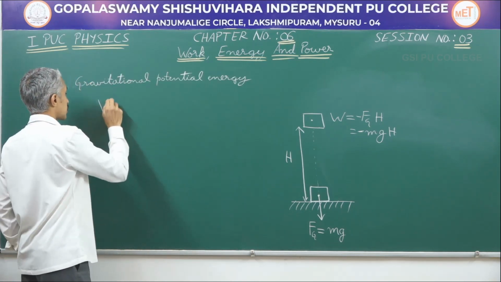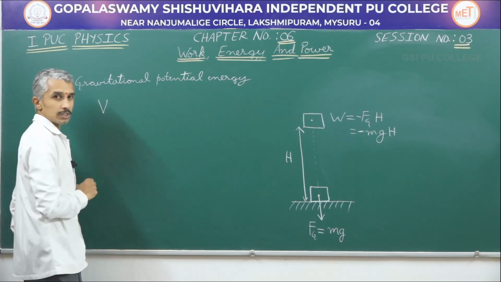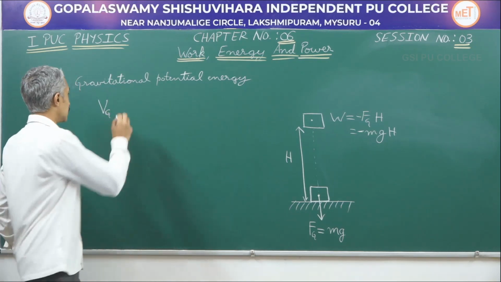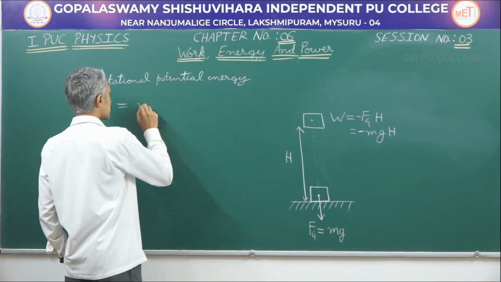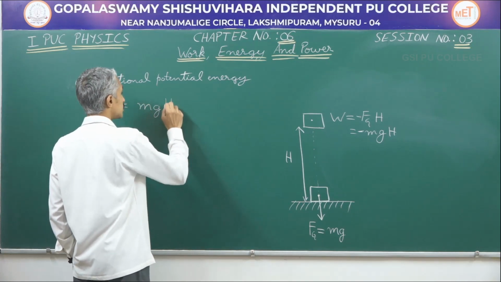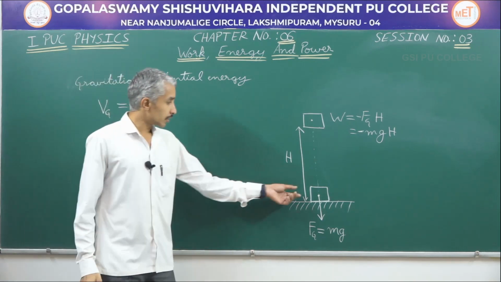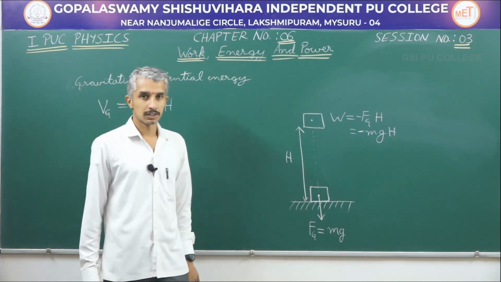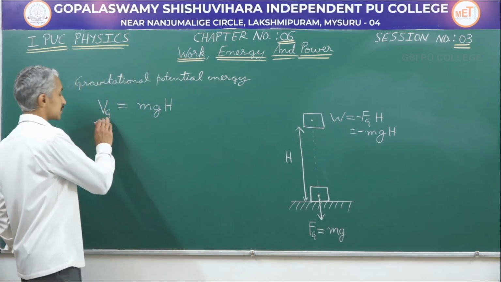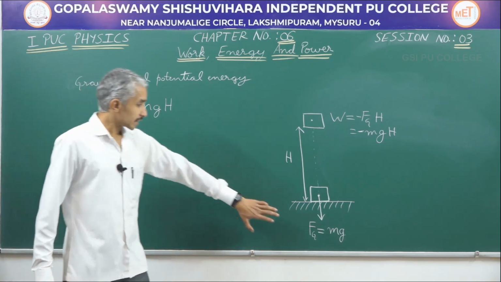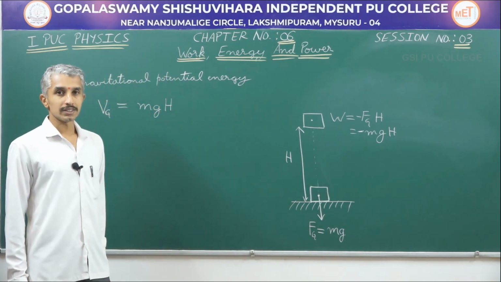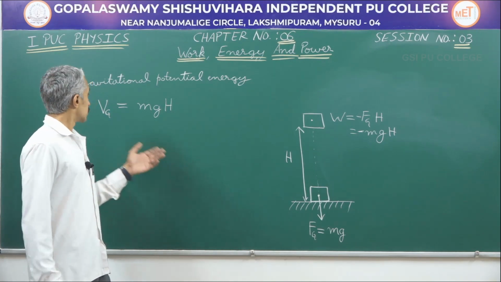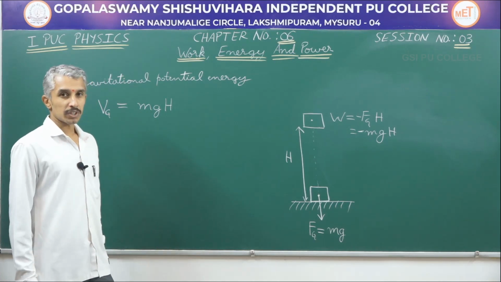Every potential energy is represented by the capital letter V. To represent gravitational potential energy, I will use a subscript G. Now in terms of magnitude, the gravitational potential energy is given by mgh. So whenever you are doing work against gravitational force, if you are lifting an object by a height h, the work done is stored as potential energy. So here the gravitational force is now called the conservative force. When work is done against a conservative force, the work done is stored as potential energy.